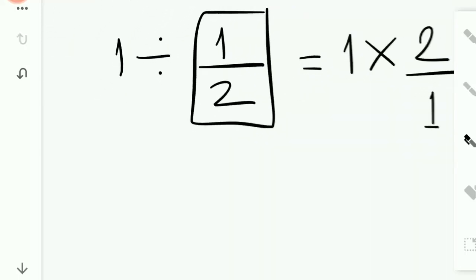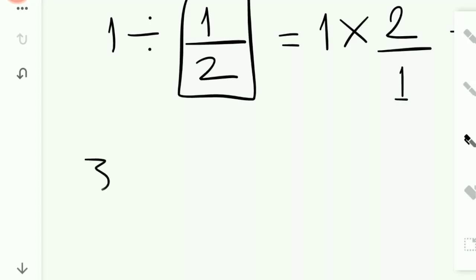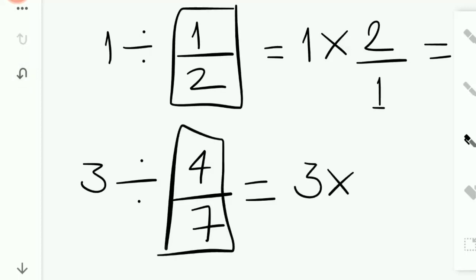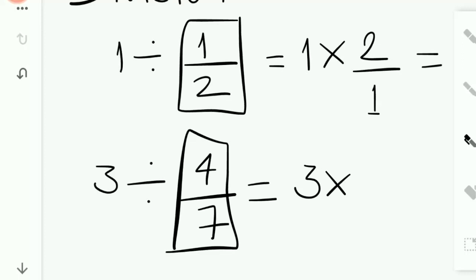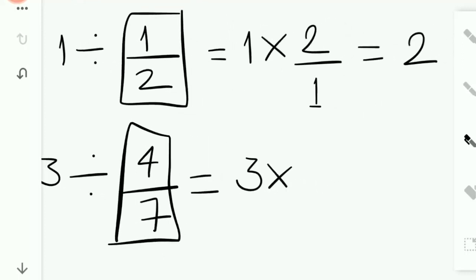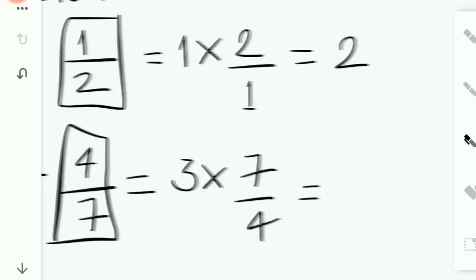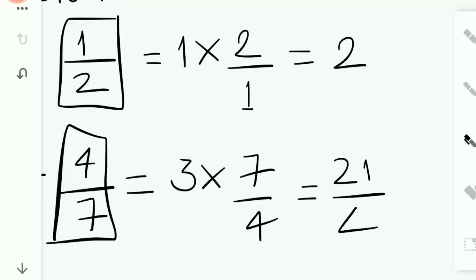We'll take other example, that is maybe 3 divided by 4/7. So this is as good as multiplying by reciprocal of 4/7, because 4/7 is dividing 3. So 3 into 7/4, which is equal to 21/4.